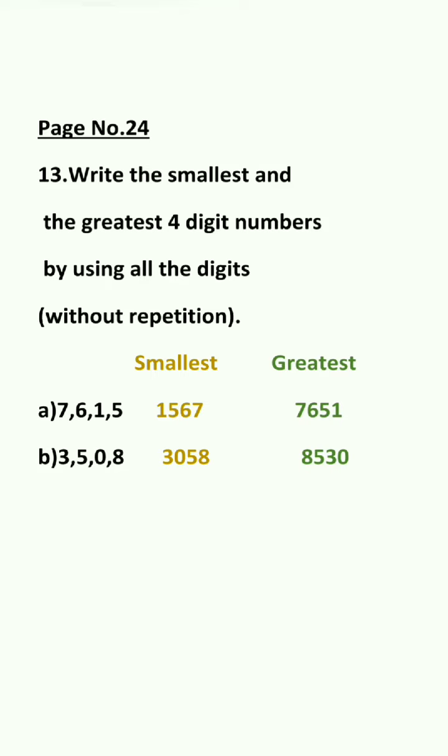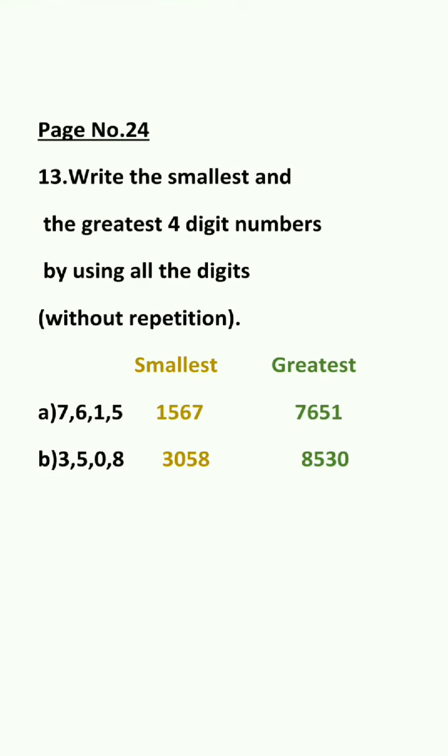So students, we have to make the smallest and greatest 4-digit number from the given numbers and without repeating the numbers. So let's see. In question A, the numbers are 7, 6, 1 and 5. So, with the help of these numbers, we have to make the smallest as well as the greatest 4-digit number.